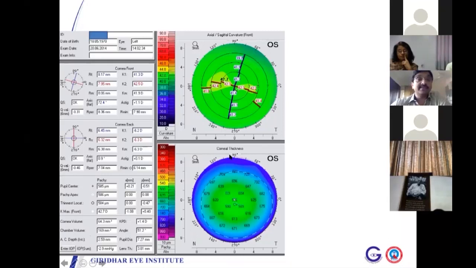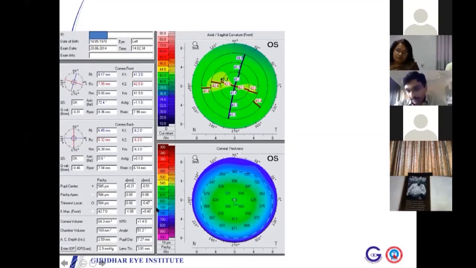Now, let us consider this map. If you see the way we go, the curvature map is reasonably okay. Steeper is horizontal, but that is okay, against-the-rule astigmatism, but a very reasonably normal case. Axis, cylinder, hardly one diopter cylinder. Then look at the thickness. The thickness is actually slightly on the thicker side, but everything is okay. Thinnest locale, less than 0.5.